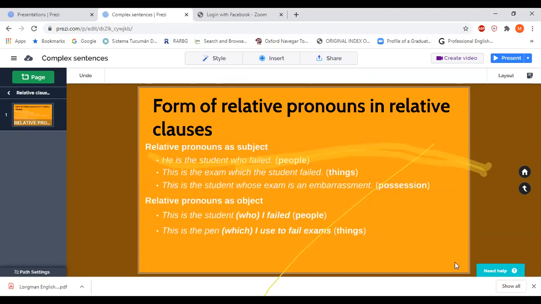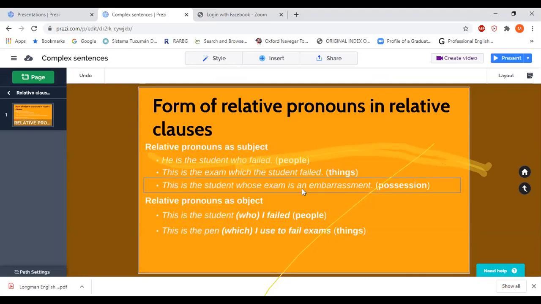In the second example, we are using which to talk about things, okay? Which thing is it that I am talking about in that example? The exam. The exam, excellent. If you were to analyze this semantically, you would say that exam and which the student failed both refer to the same entity, okay?